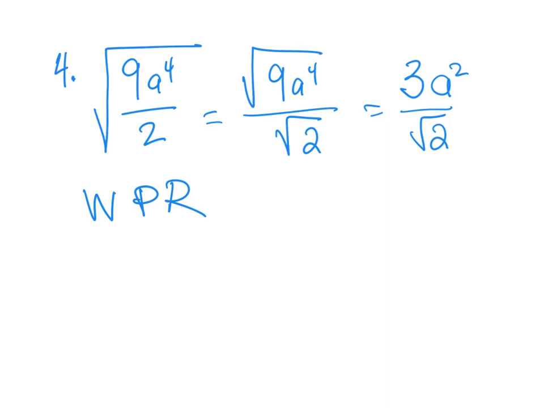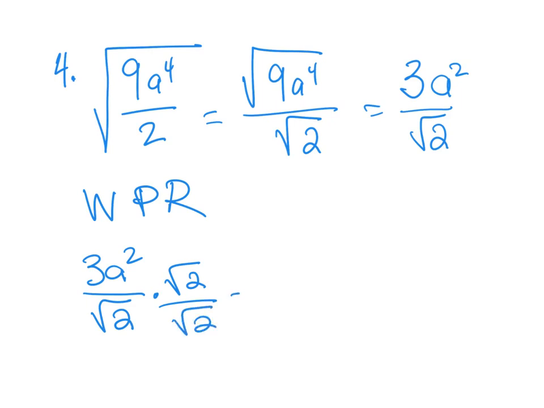So what we're going to do is make him rational by multiplying the top and the bottom by the exact same thing that's already on the bottom, the square root of 2. Now on top we're going to have 3 square root of 2. We always put the numbers first and then the variables.